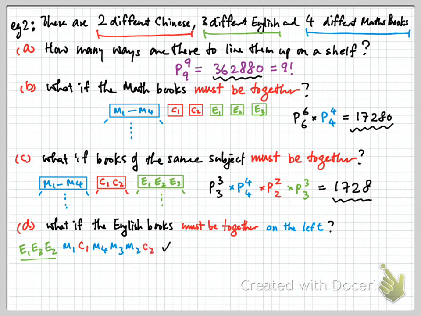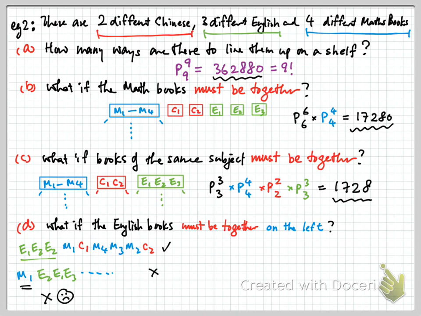You must have all the English books on the left-hand side, but the Chinese books and the math books can be put in random order. But you cannot put a math book on the left-hand side, like this, cannot. If you do this, then it is not okay, because you have the math book on the left-hand side. So that is the meaning of the English books must be together and on the left. There cannot be any book in front of it. So how do we do that?